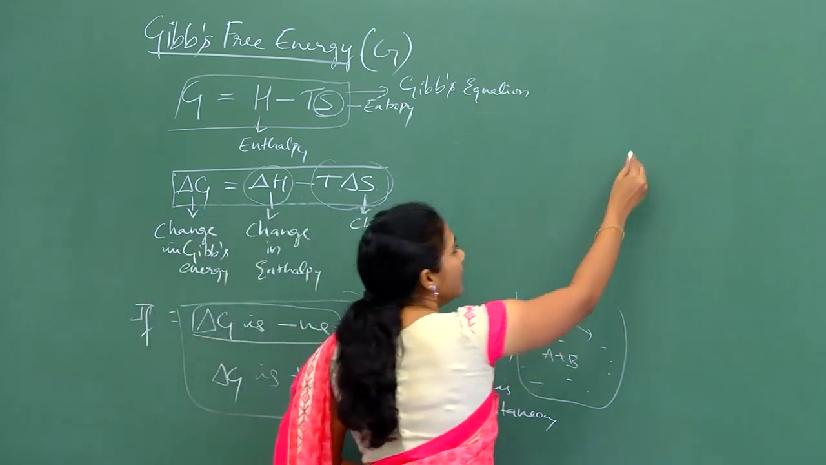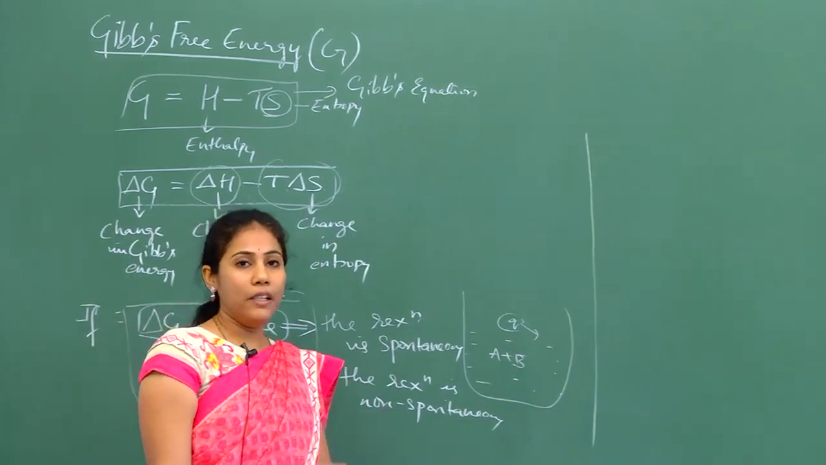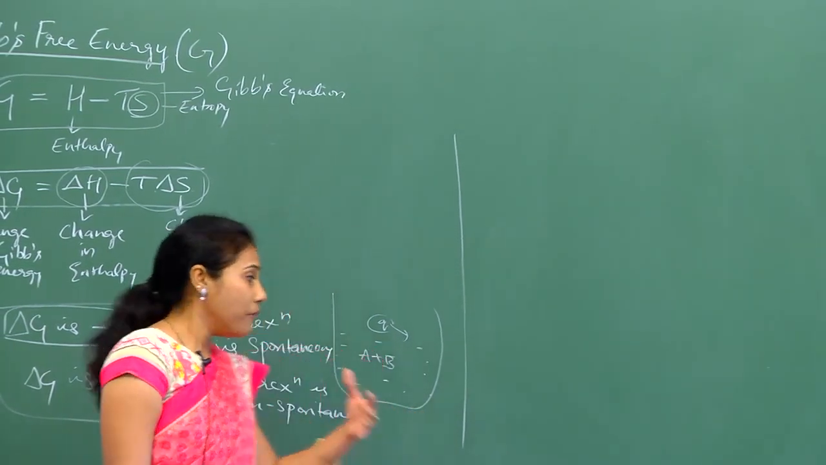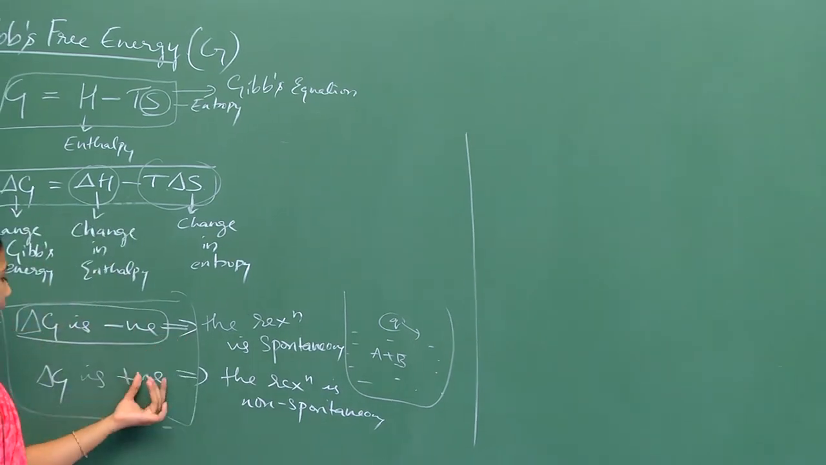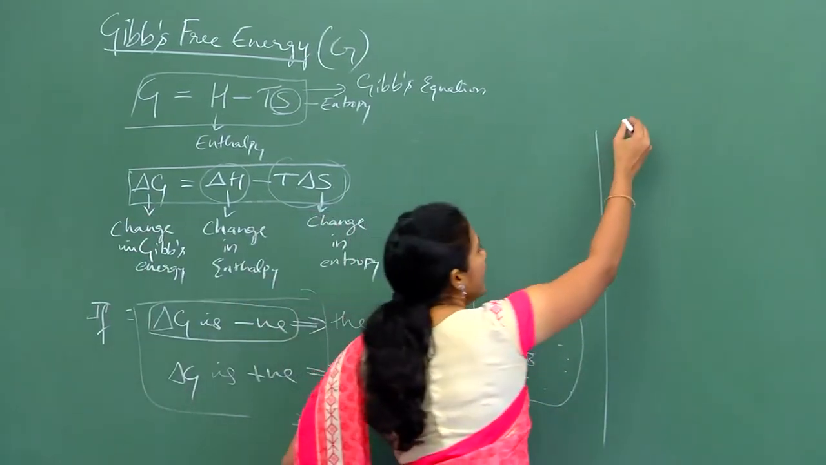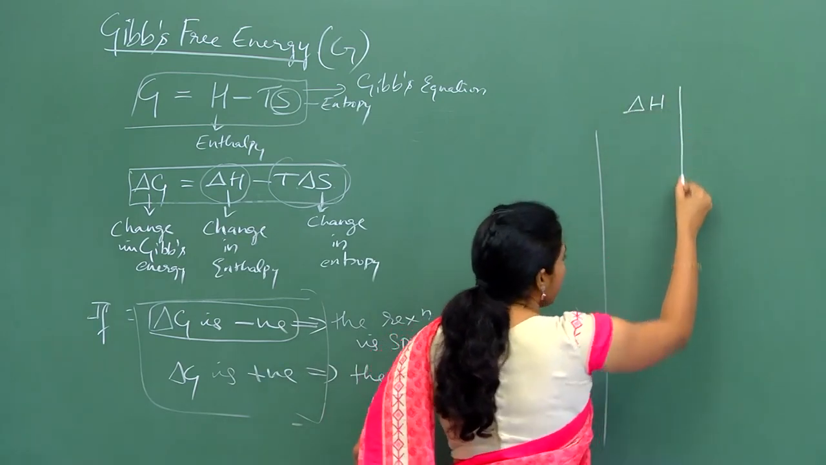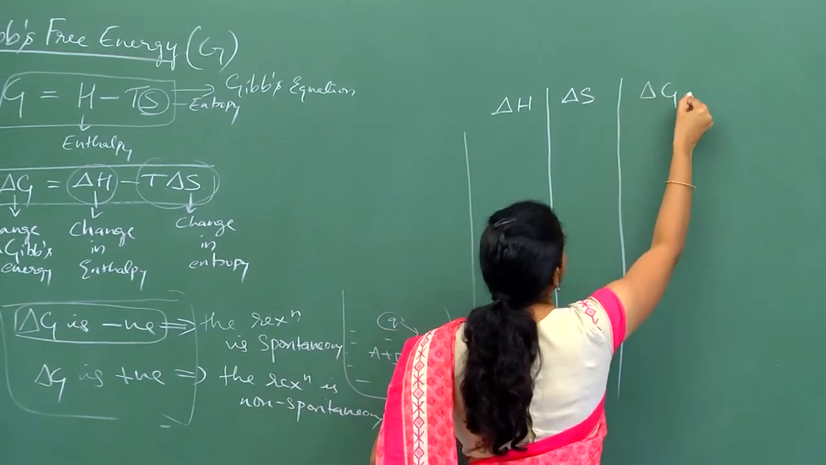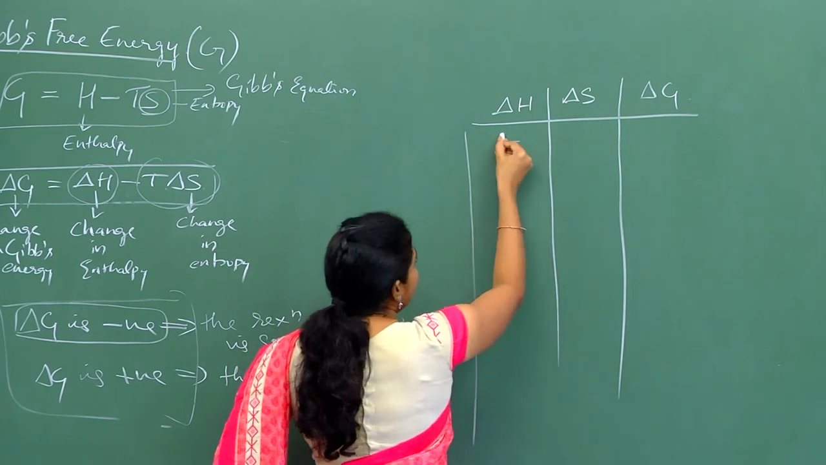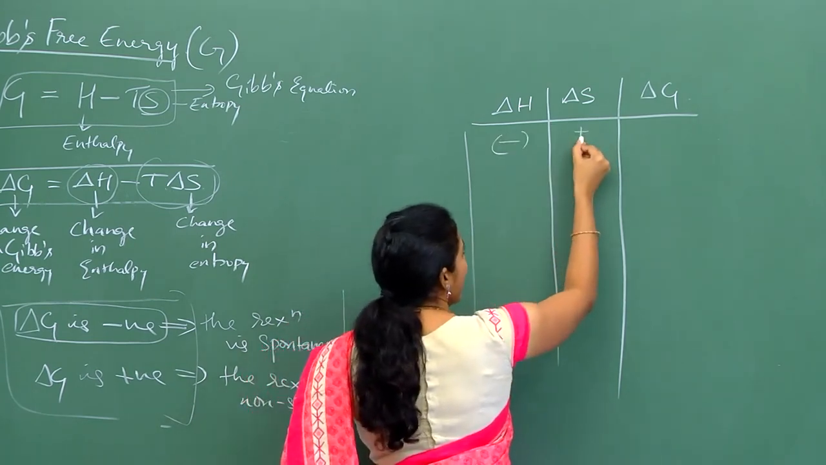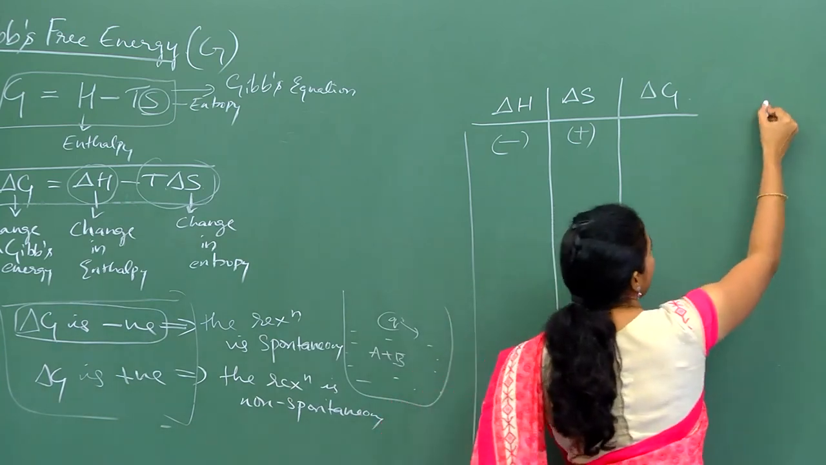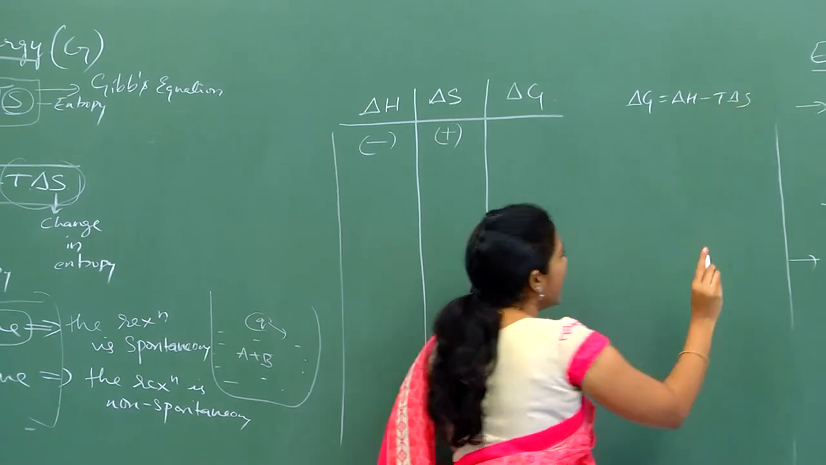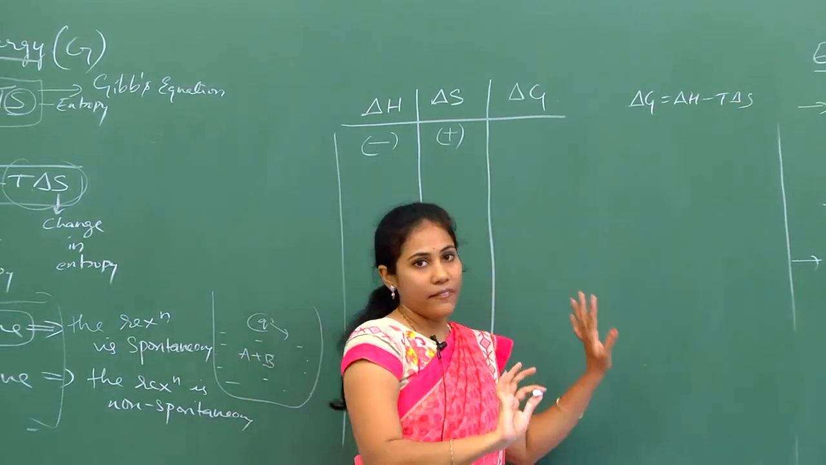Okay. And now just try to remember one small table for when a reaction can be spontaneous or not. That means when do you get delta G value negative or positive. Okay. Let us see, I will make 3 columns here: delta H, delta S and delta G. See, whenever delta H is negative and delta S is positive, I'll write the Gibbs equation here. Delta G is equal to delta H minus T delta S.